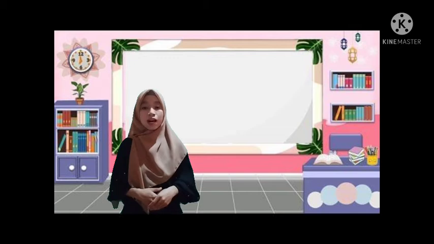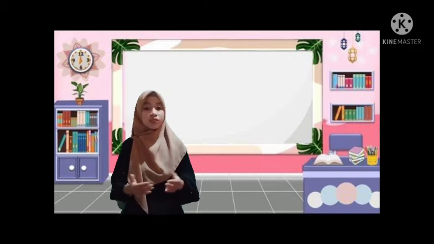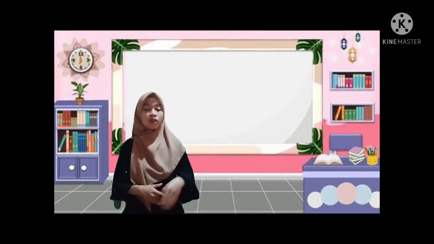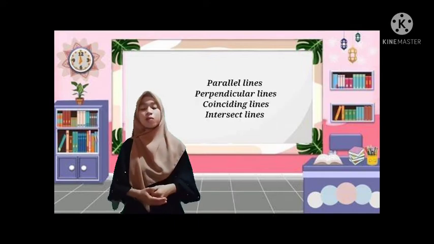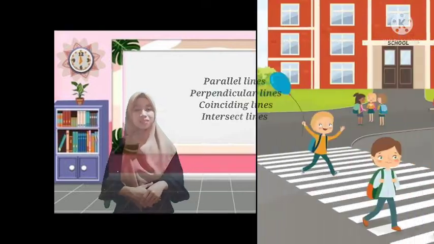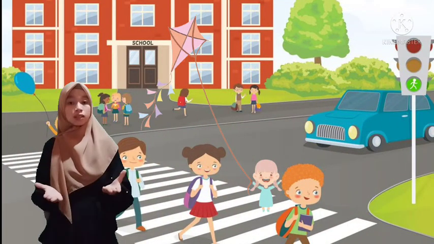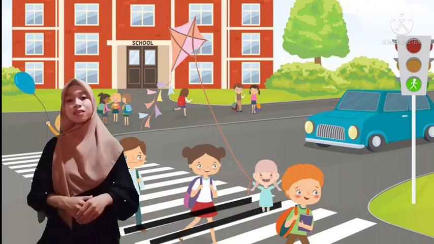Okay guys, next I would like to show you some real life examples of lines based on the transition of a line to other lines. From the first video, we know there are 4 possibilities of line transition regarding other lines, that are parallel lines, perpendicular lines, coinciding lines, and intersecting lines. Well, look at the zebra cross. The zebra cross is an example of parallel lines.